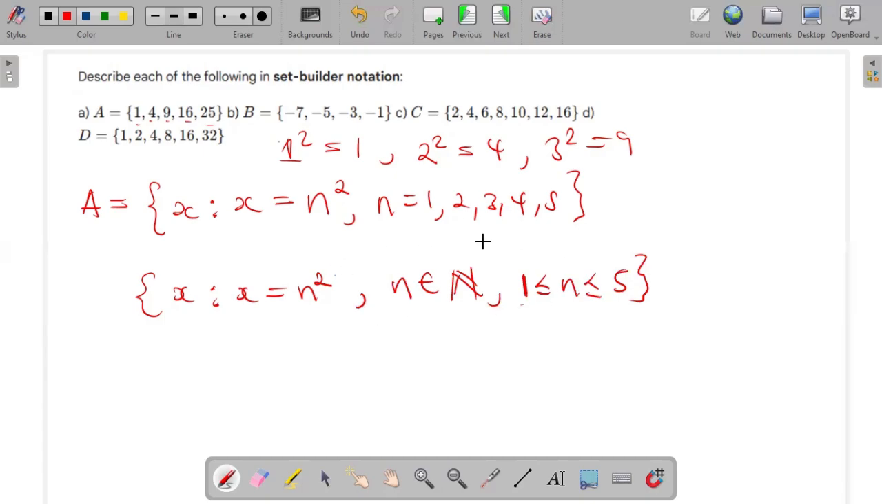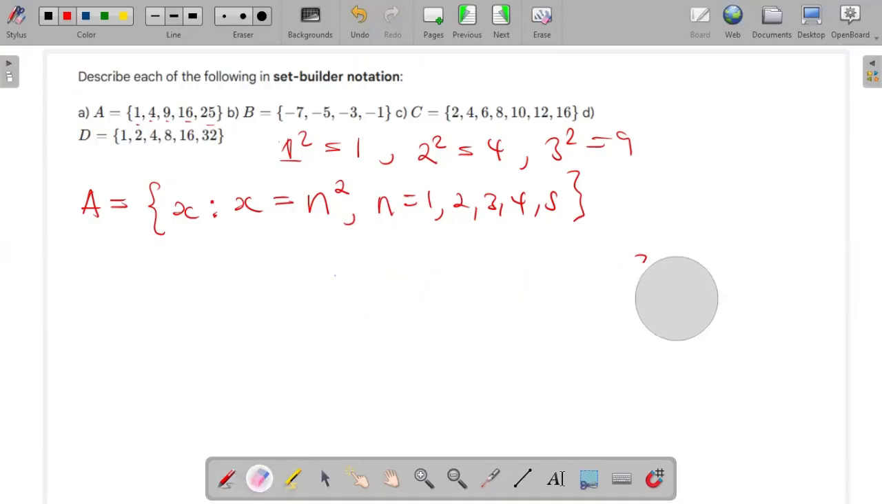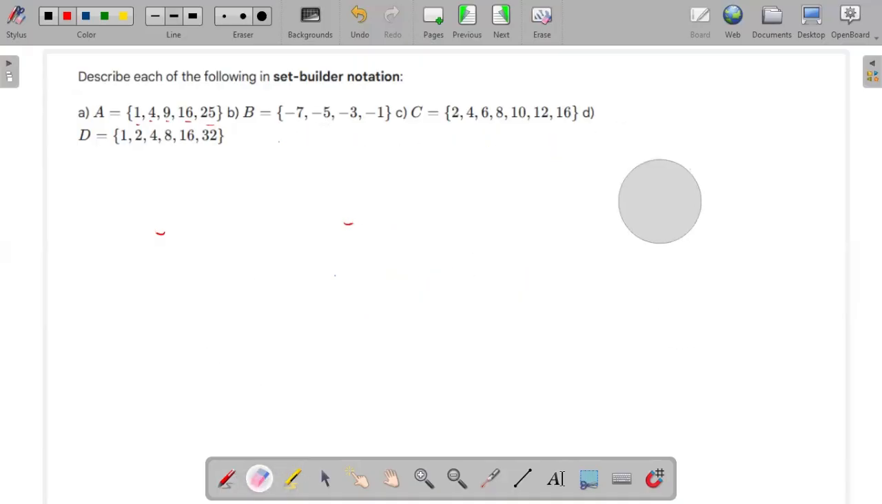So writing it like this or writing it in the first way would still be okay. Okay, I hope we're still together here. I hope I haven't lost anyone.